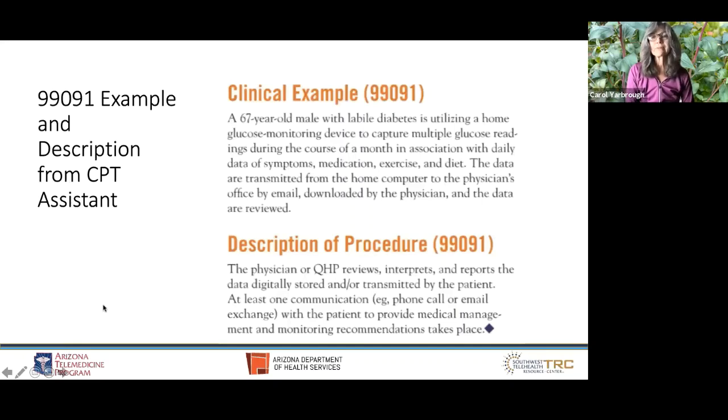So here's an example from CPT Assistant, from a tried and true source. We have the clinical example of a fellow with diabetes with a home CGM. So it's not continuous, it's a GMD. They've been collecting that data themselves and then put it into their computer on a spreadsheet, and then they can either email it or transmit it, and the data are reviewed. So the physician or qualified health provider, which includes nurse practitioners and allied health providers that can bill an E&M code, would review, interpret, and communicate back to that patient. 30 minutes.